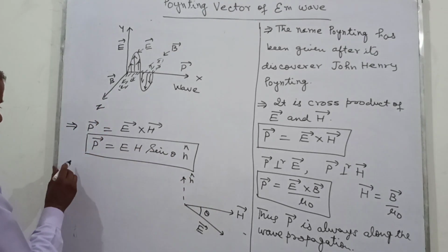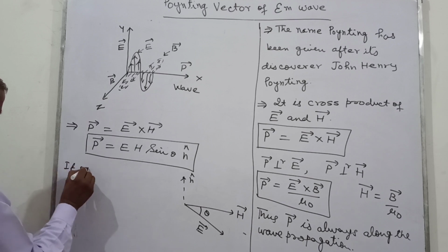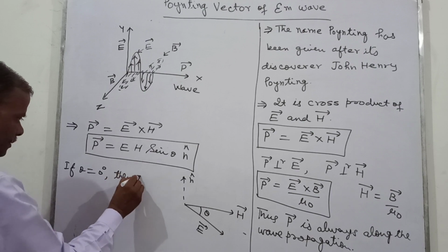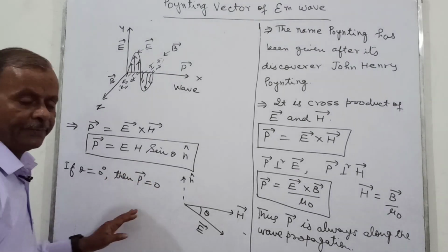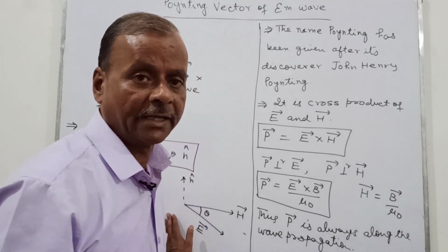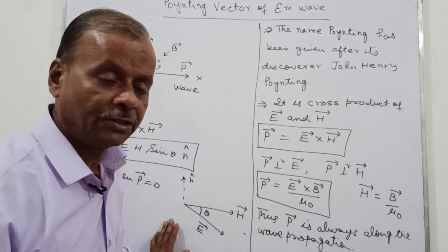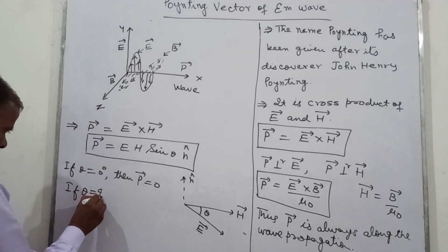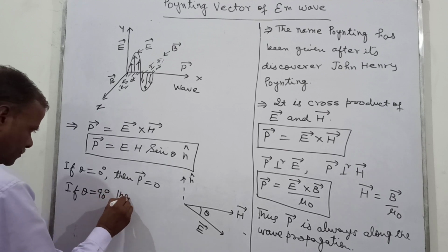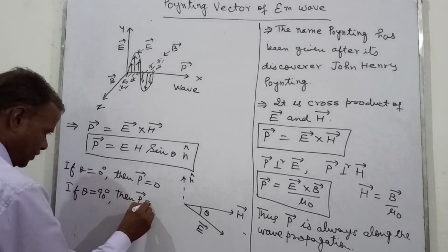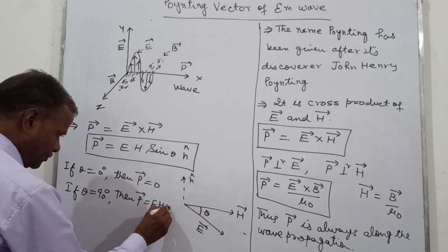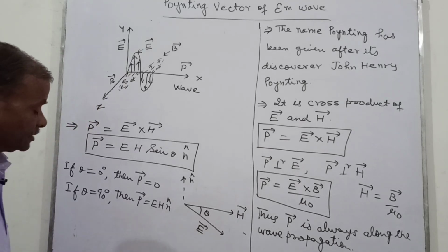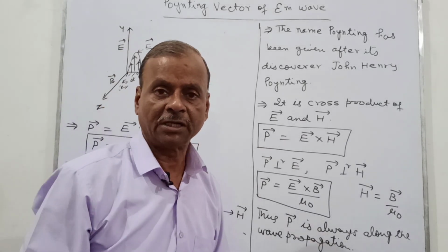So now from here, if theta is equal to 0 degree, then P is equal to 0. It means that no power flows when the electric vector and the magnetic vector are parallel to each other. And if theta is equal to 90 degree, then P is equal to E H into n cap. This is the maximum power. So maximum power takes place when E and H both are mutually perpendicular.